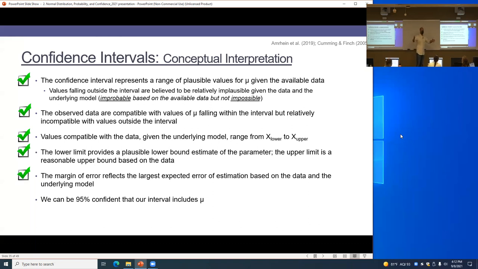And what's the upper bound? 35. Oh, yikes. Let's try and bring it in with a little more precision. Let's say 5 and 8. Okay, how about that? Lower bound of 5, upper bound of 8, right?